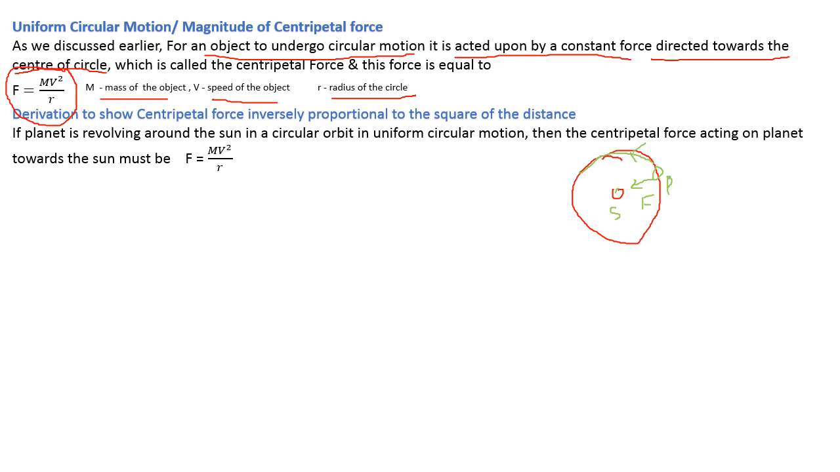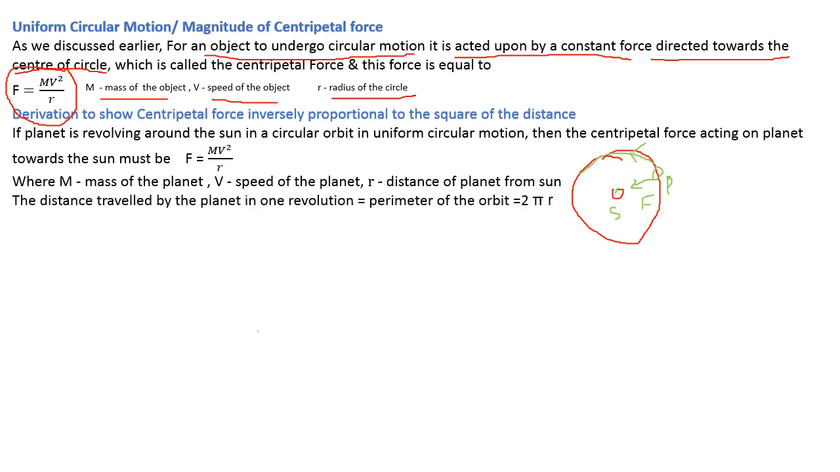Now here, what is the m? m is nothing but the mass of the planet, whichever planet you are going to consider. v is the speed of the planet, the speed by which the planet revolves around the sun, and r is the distance of the planet from the sun. I hope you are getting it. So the distance traveled by the planet in one revolution is equal to the perimeter of the orbit, and that is nothing but 2 pi r.